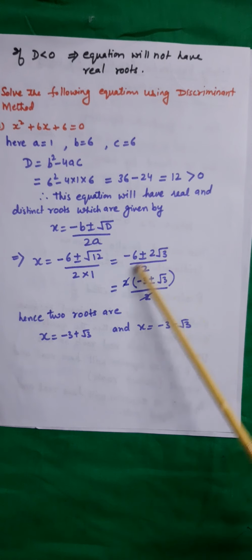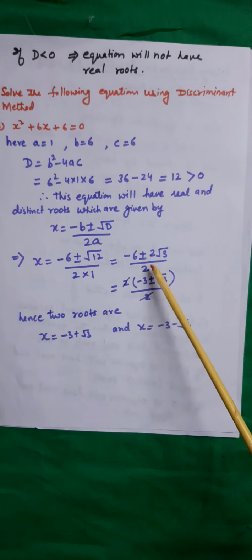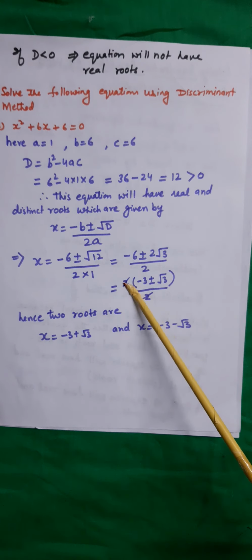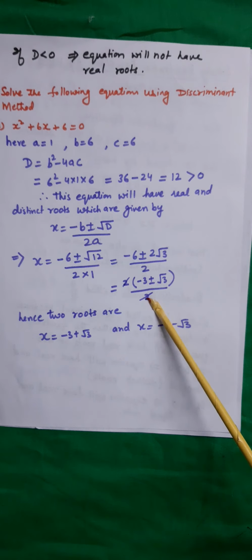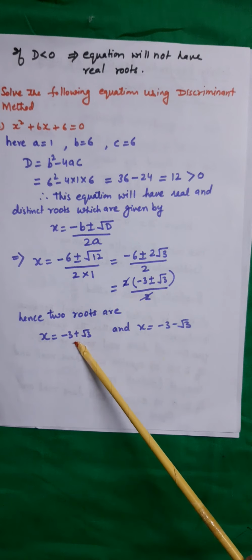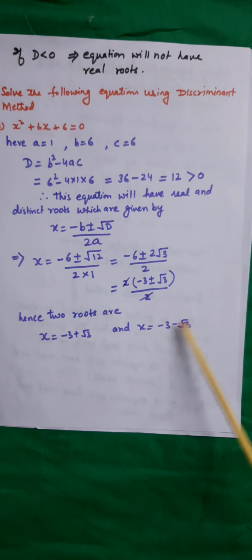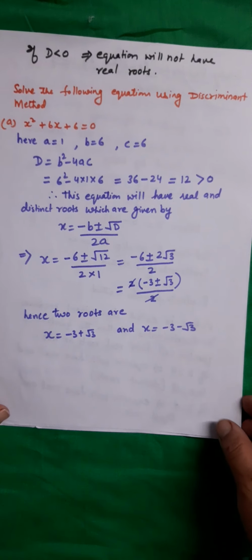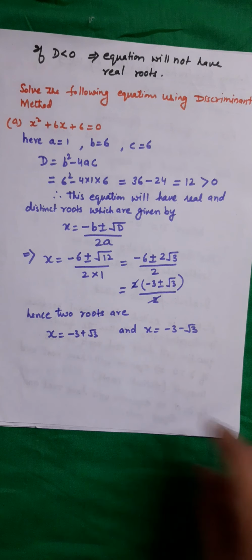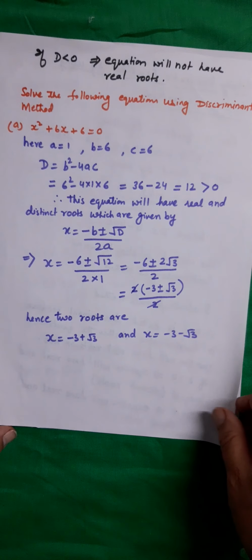Now from these two, 2 is common. So this is equal to 2 times minus 3 plus minus root 3 upon 2. This 2 and this 2 will get cancelled, and I have two roots as x is equal to minus 3 plus root 3 and x is equal to minus 3 minus root 3. This plus minus sign means that once I will be taking the plus sign and once I will be taking the negative sign.